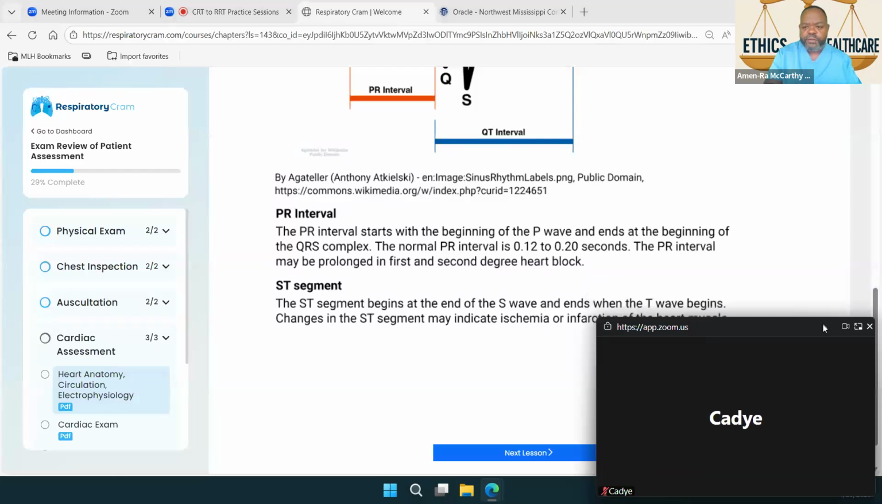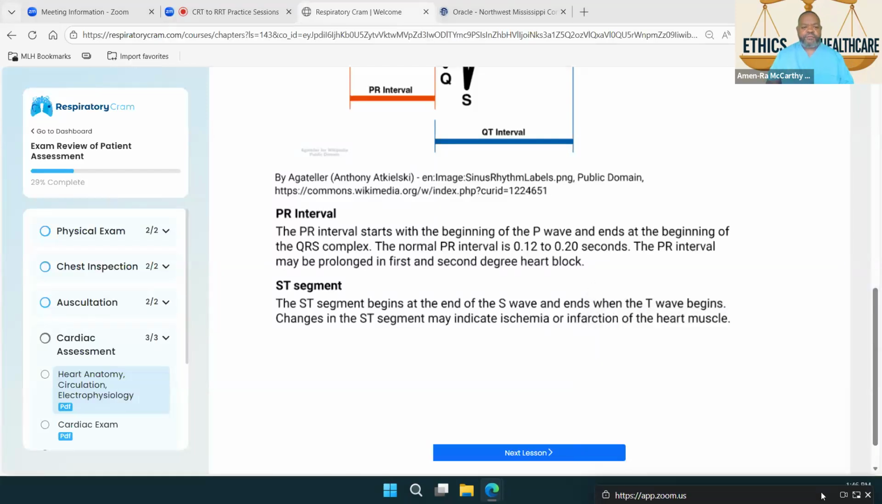My PR interval, as we talked earlier, starts with the beginning of the P wave and ends at the beginning of the QRS complex. The normal PR interval is about 0.12 to 0.20 seconds, right? The PR interval may be prolonged in first and second degree heart blocks, okay?